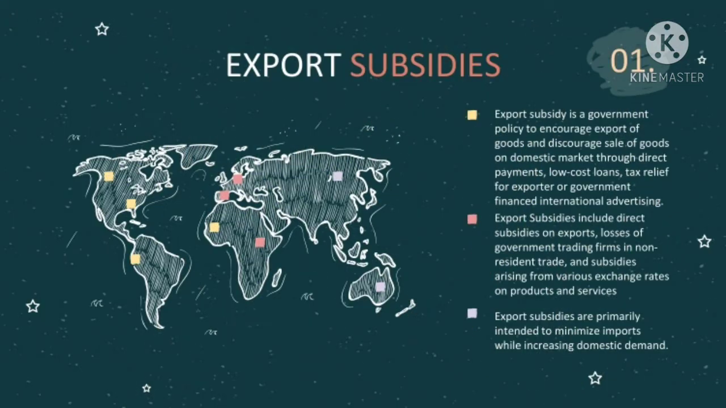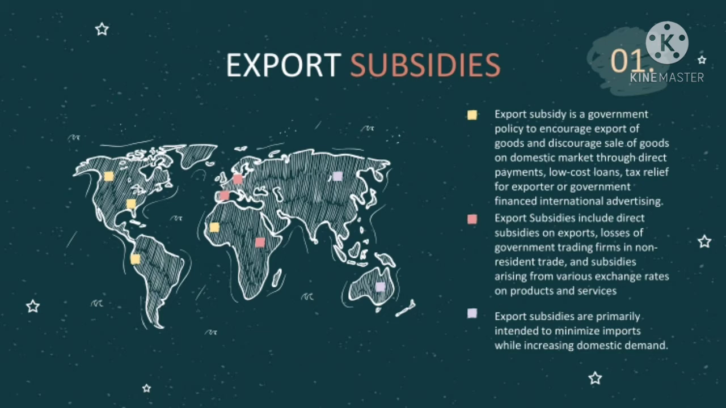Export subsidies. Export subsidies include direct subsidies on export, losses of government trading firms in non-resident trade, and subsidies arising from various exchange rates on products and services that become payable to resident producers when the goods depart the economic territory or when the services are supplied to non-resident units.